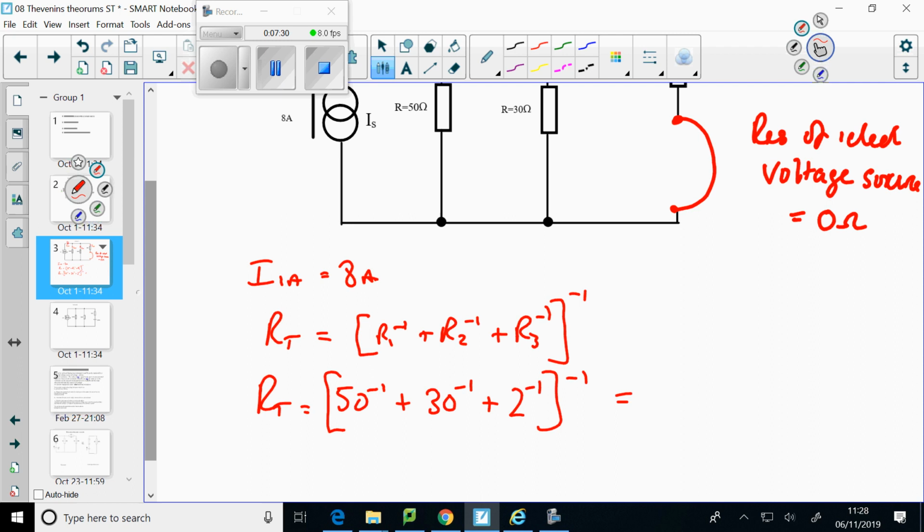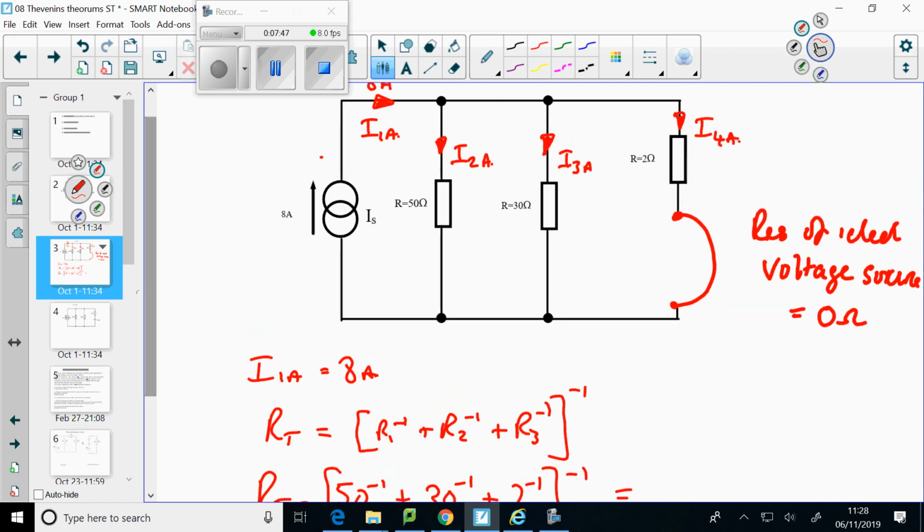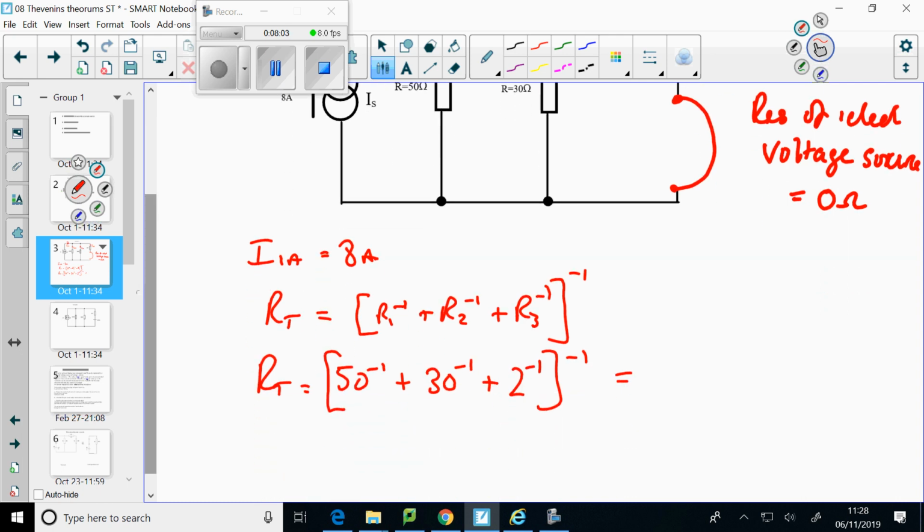What kind of figure are we expecting before we calculate it? Lower than? If you think about it electrically, the current's got 3 different paths to go. So the overall restriction is going to be less than the smallest one. Less than 2. Yep, so you should get an answer to that calculation of total resistance that is less than 2.